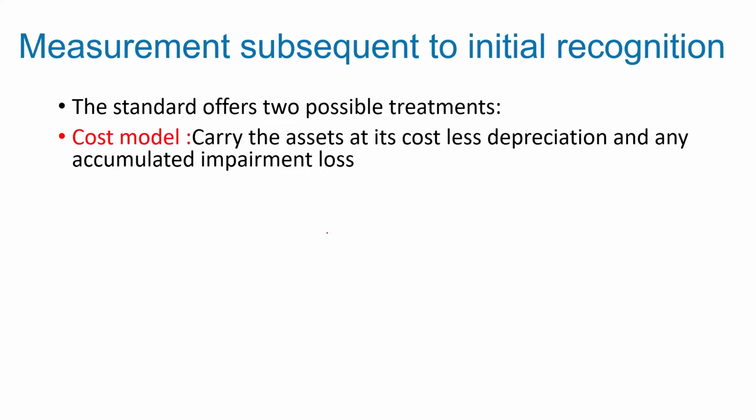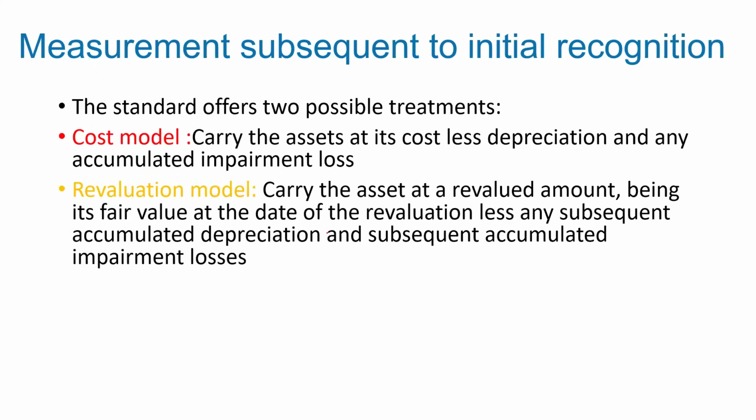If you are using the cost model, then you have to carry the asset at its cost less depreciation and any accumulated impairment losses. Subsequently in the second, third, fourth, fifth year, how should you recognize and measure the asset in the books? If you're using the cost model, you carry the asset at its cost less accumulated depreciation and any accumulated impairment losses. That's what the cost model is saying.